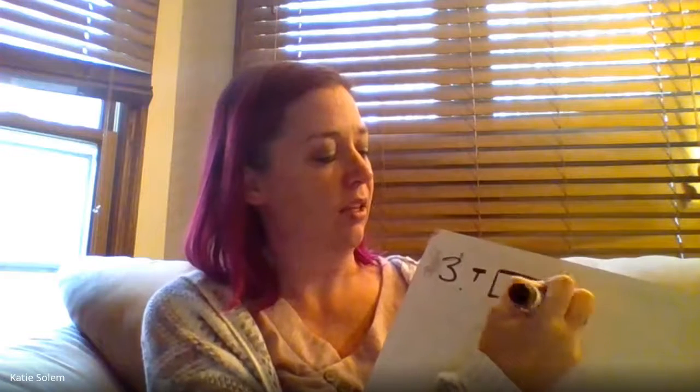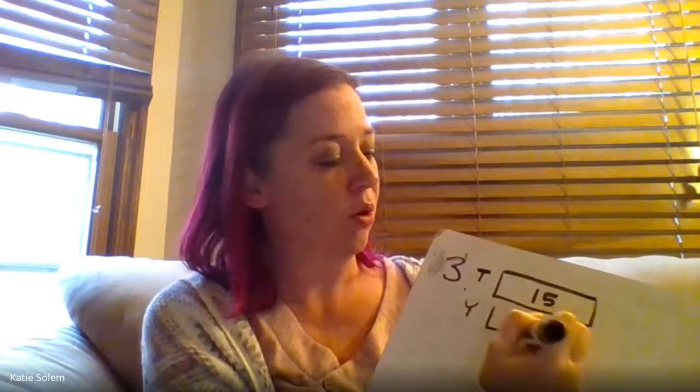For number 3, and if I'm going too fast, you can always pause the video and finish your writing. For number 3, Eliza has $15. The amount is $7 less than she had yesterday. How much money did she have yesterday? So today she has $15. I'm putting T for today.